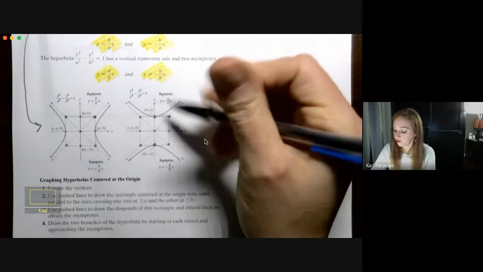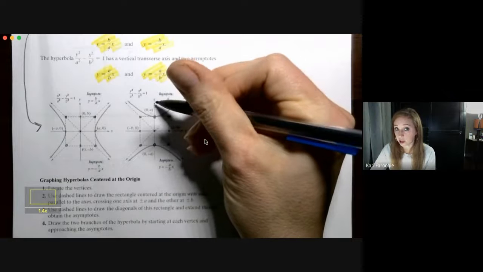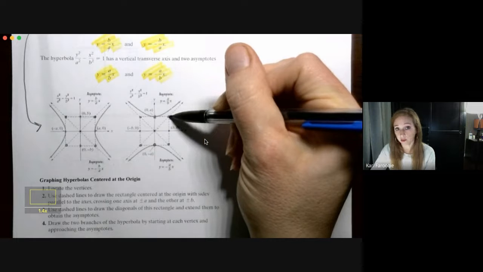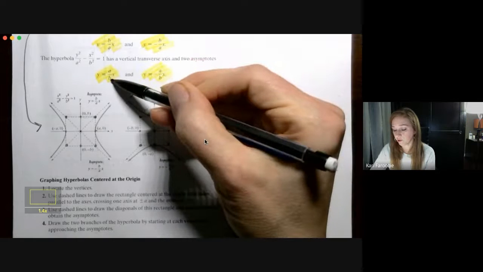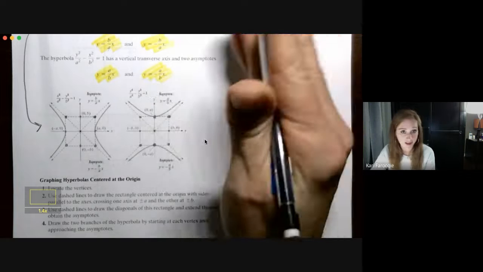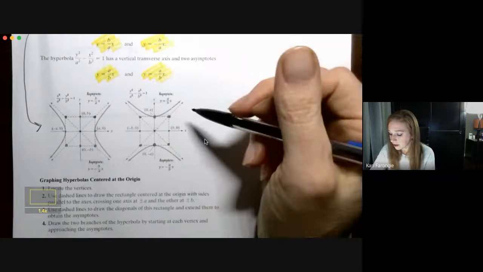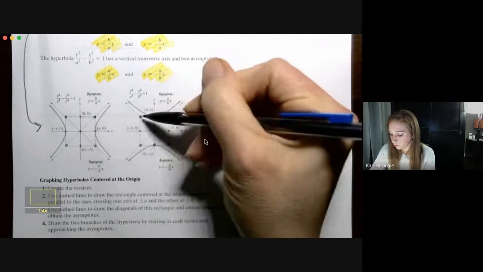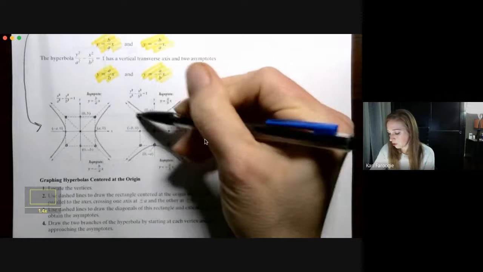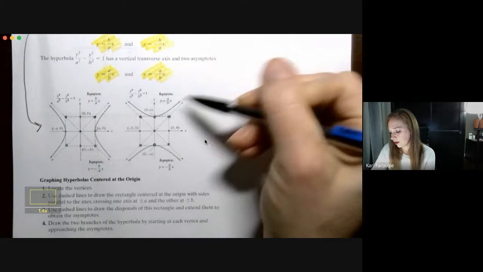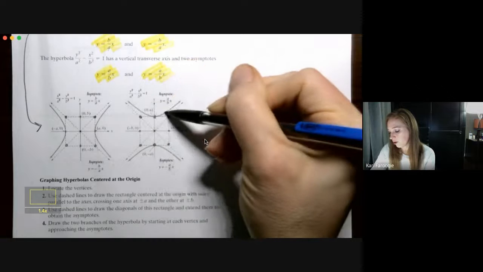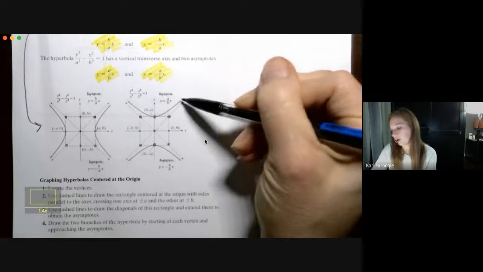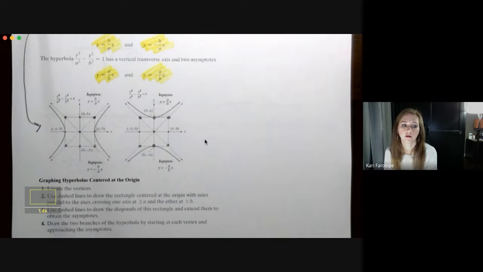And again, you use this rise over run. So in this case that you have a vertical transverse axis, your rise will always be A and your run will always be B. That's why you have rise over run as A over B. That's why it is that way. All right, so you're going to make these 4 corner points, and then you're just going to run your asymptotes through them using a dotted line. And then once you do that, you can graph your hyperbola such that it goes through the vertex points and approaches the asymptotes.